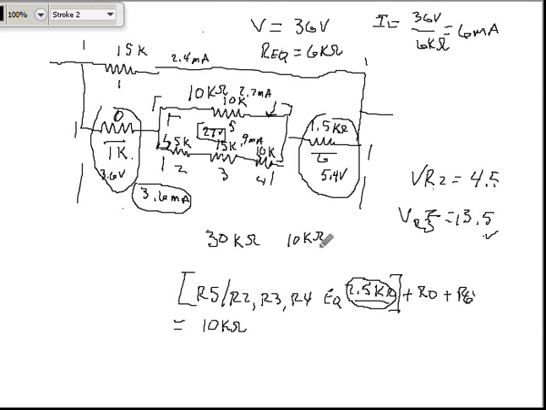I'm running out of space again. And VR4 is going to equal 10K times 0.0009 equals 9 volts. Okay, so 13.5 and 13.5 looks like that equals 27 volts to me.